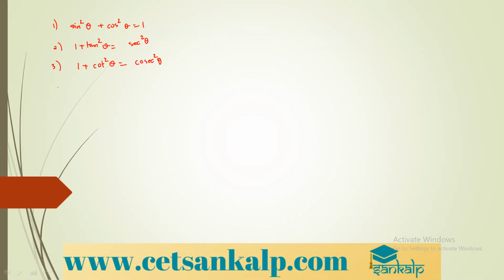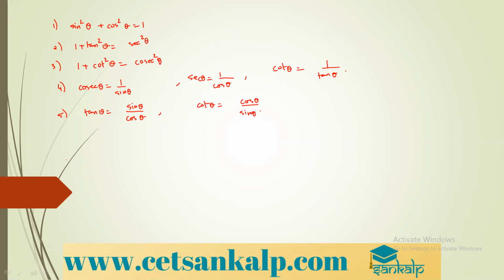From these only, by rearranging, you can get many more identities. Then cosecant theta is 1 by sine theta. Secant theta is 1 by cos theta. And cot theta is 1 by tan theta. Next is tan theta is sine theta by cos theta. Cot theta is cos theta by sine theta.